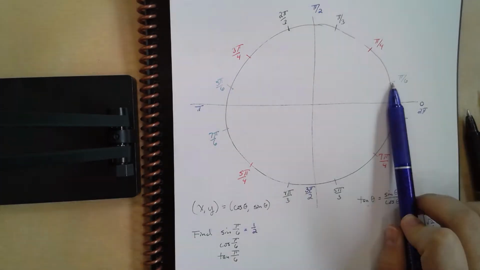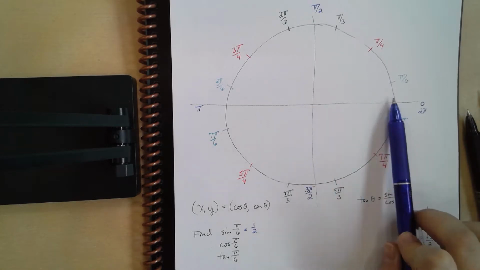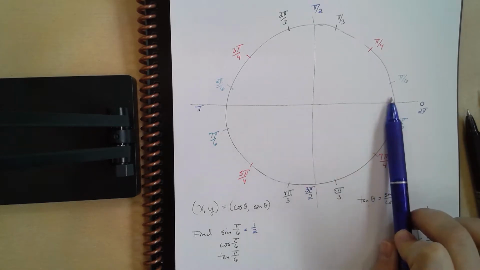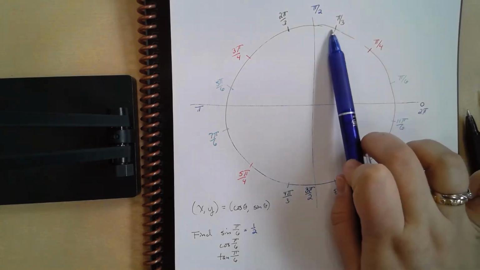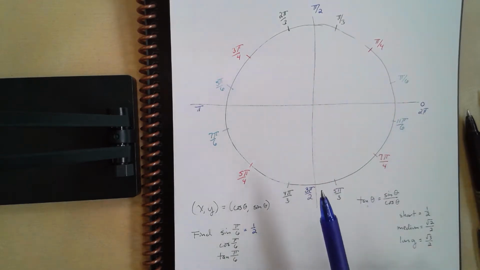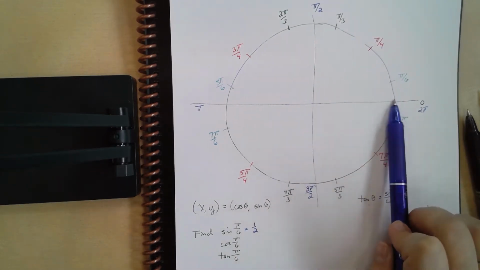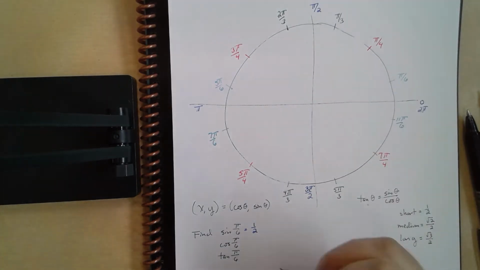Cosine of pi over 6 is again right here. Cosine of pi over 6 is my longest distance, right? I have a long distance, a medium distance, a short distance for cosine. For sine, I have a short, a medium, a long distance. So for cosine of pi over 6, I'm traveling my longest distance. My longest distance is going to be radical 3 over 2.